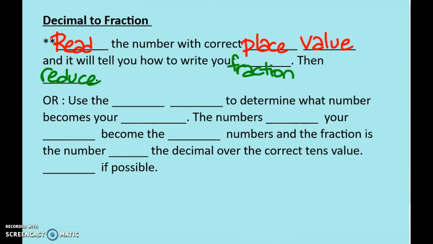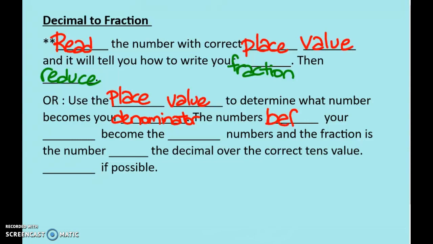Okay, now if you don't know your place values or it looks too confusing for you, the other option is to use the place value to determine what number becomes your denominator. Sorry, that barely fit for me. And then the numbers before your decimal become the whole numbers, and the fraction is the number after the decimal over the correct tens value. And then we'll still reduce if possible.